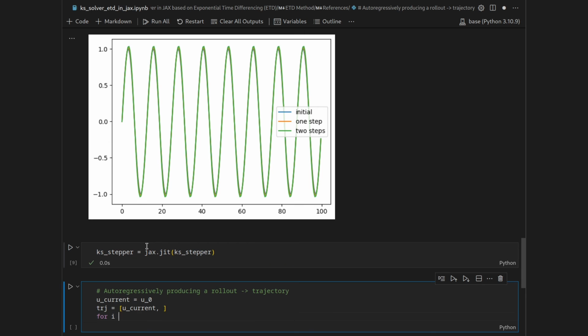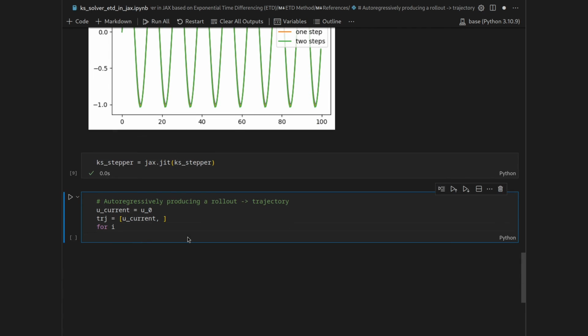And then let's say for i in range of 2000. So we will perform 2000 steps. So including the initial condition, we will then have 2001 states or snapshots or frames, however you want to call it. And say u_current is KS stepper applied to u_current, and then we will just take our trajectory list and append u_current to it.